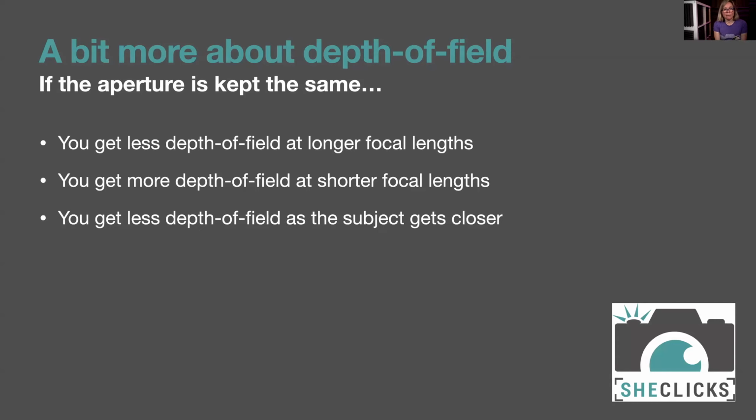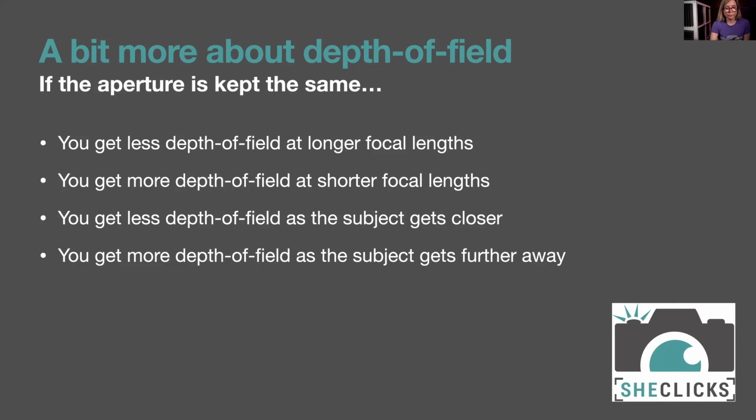You get less depth of field as the subject gets closer. The most extreme case of this, which I've already mentioned, is macro photography. When you get really, really close, you get very, very shallow depth of field, so not much of the area is sharp at all. And obviously the converse is also true: you get more depth of field as the subject gets further away. So when you're shooting macro photography, people often use really quite small apertures to try and get more of the subject in focus.